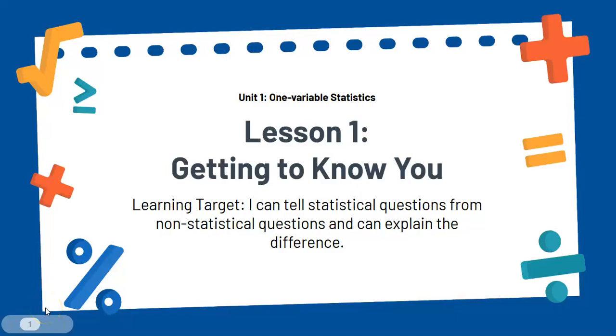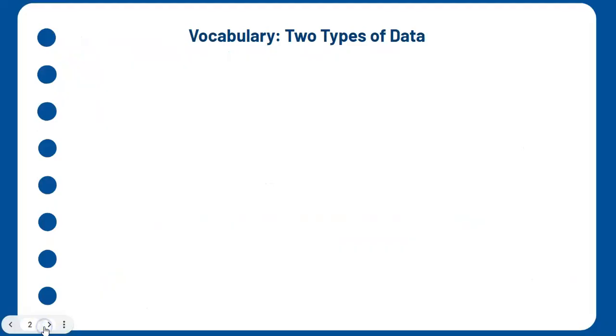Unit 1, Variable Statistics. Lesson 1, Getting to Know You. Our learning target: I can tell statistical questions from non-statistical questions and can explain the differences. Statistics is about using data to solve problems or make decisions.